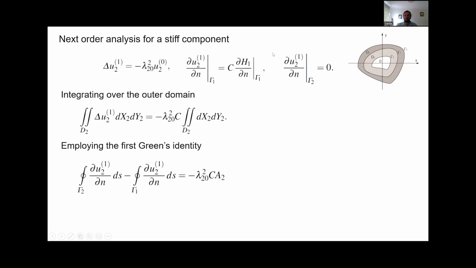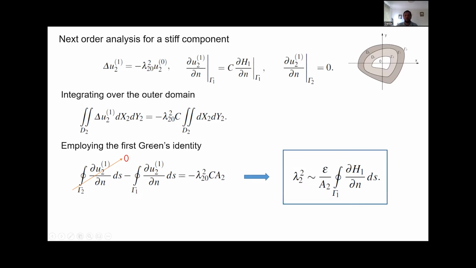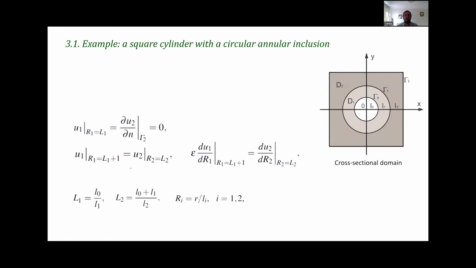For the homogeneous one, it's clear that the first integral must vanish. And that gives you something quite useful because A2 is just the area of this domain D2, and that gives you an estimate for the eigenfrequency. Oh, sorry, that's the one. So you can easily get a formula for lambda 2 squared for an arbitrary shape of gamma 1, within this certain class, of course.